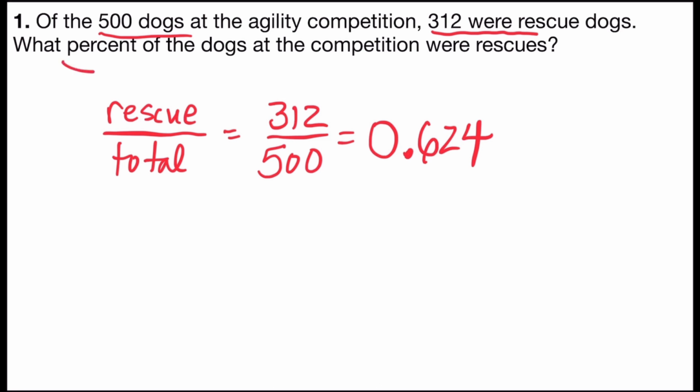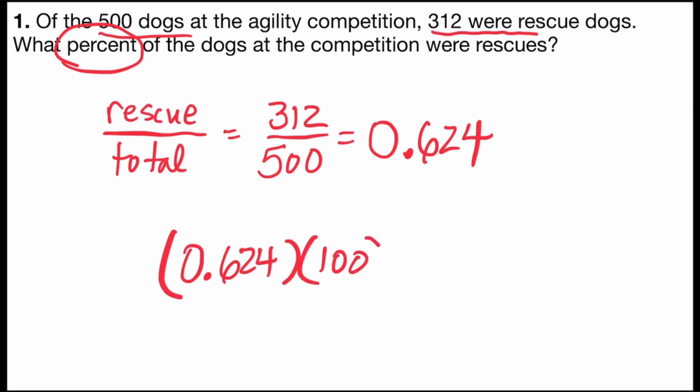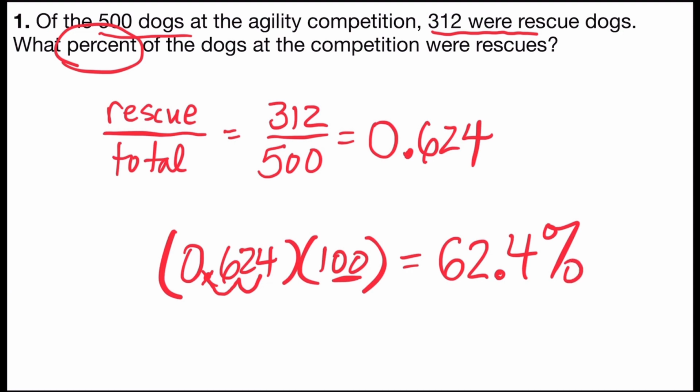To find the percent, since that's what they're asking us in the problem, I'm going to take 0.624 and I'm going to multiply that by 100 since we want percent per 100. I can punch that into a calculator, or I know there's 2 zeros on the 100, and every time I move the decimal to the right, that's multiplying by 10, by 100, and I would get my answer of 62.4% of the dogs were rescue dogs.